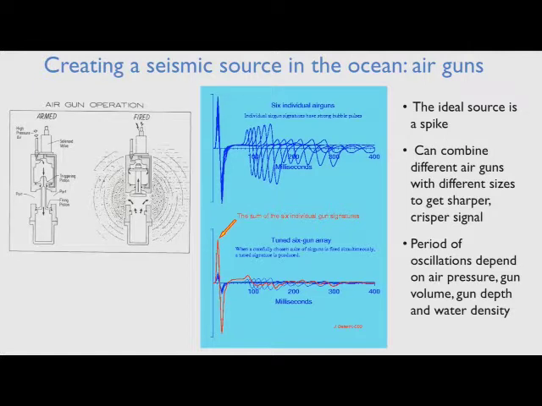And depending on how large your gun is, you get kind of different ringiness. So by having many different guns of different sizes, you can make a source that's as close to what we really want in the Earth, which is kind of a spike, and put that into the Earth. You can really tune these both for their frequency content, for how strong they are, and how clean they are. And there are trade-offs between a lot of those things, depending on if you want to see something shallow or something that's deep.